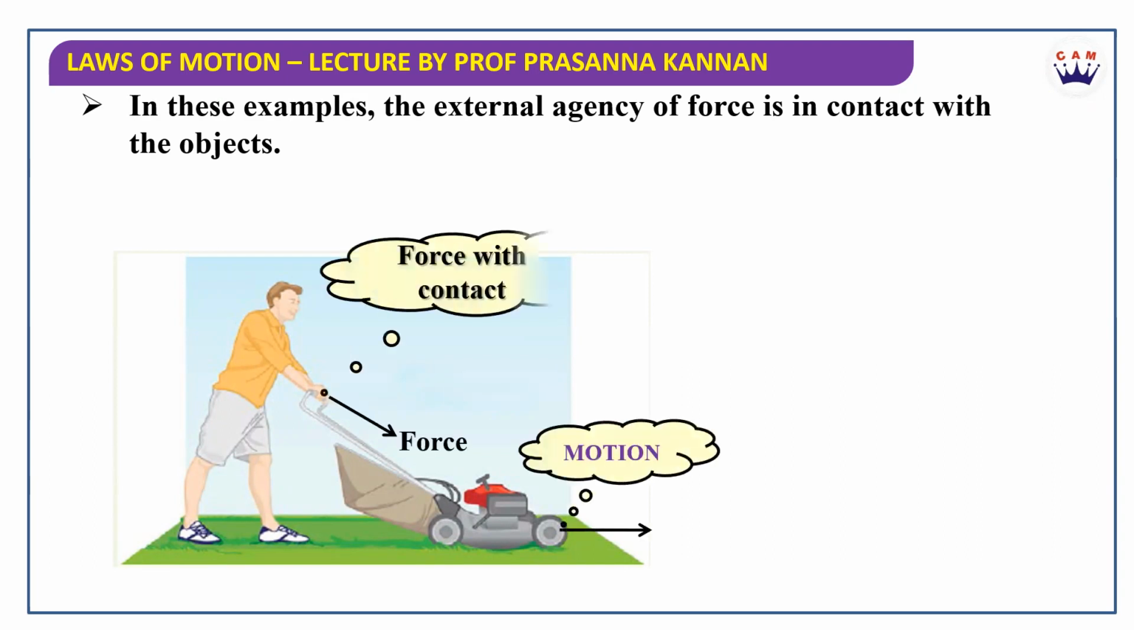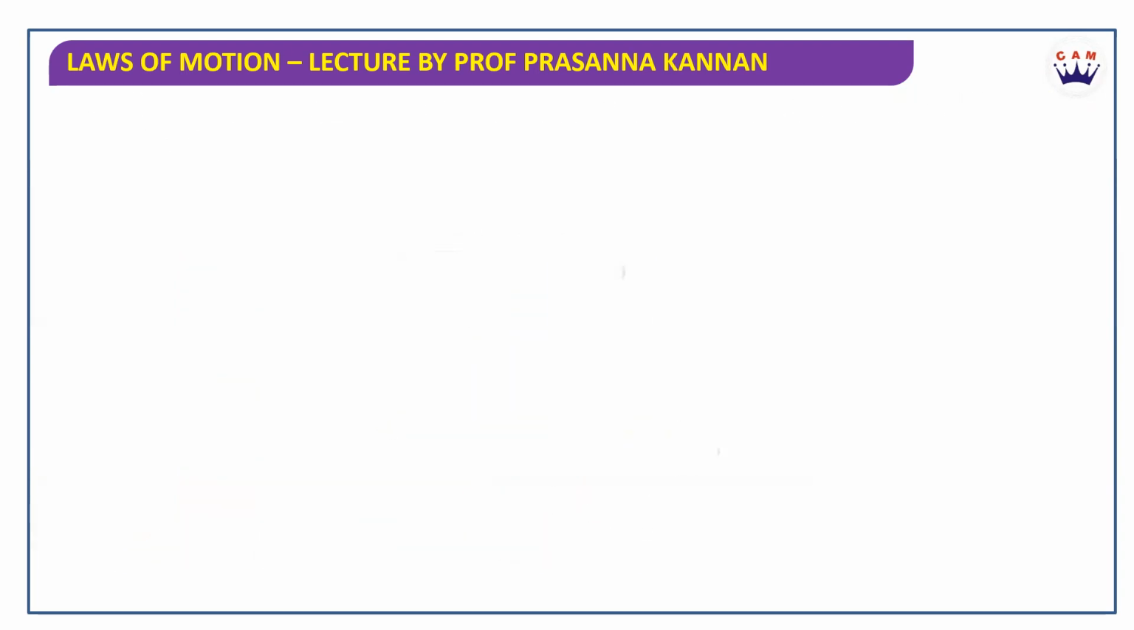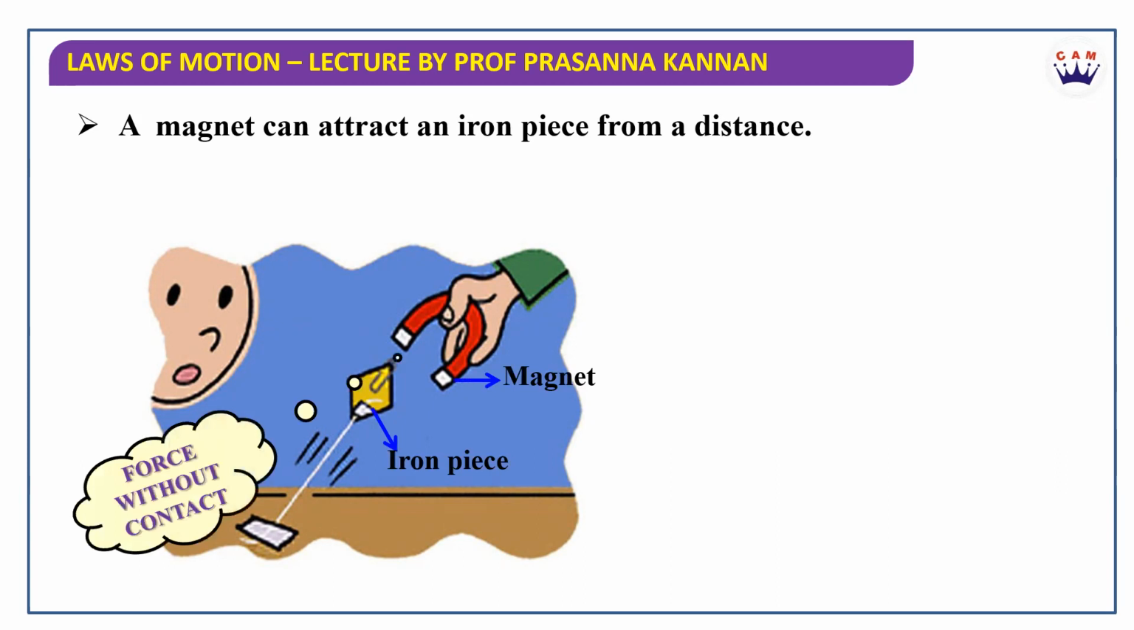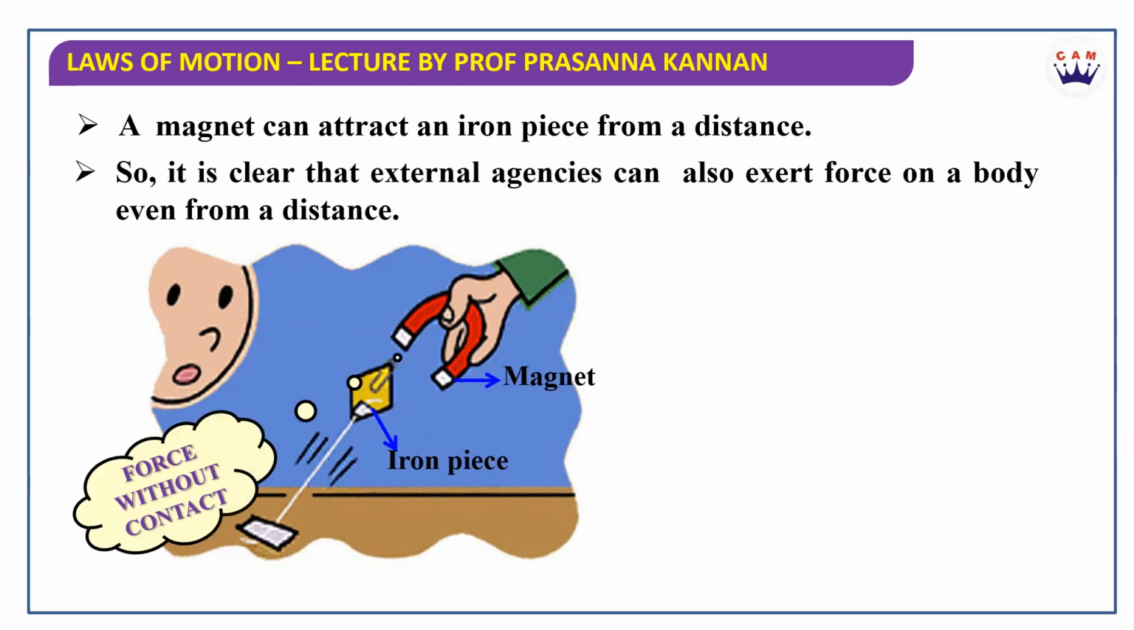So there is contact, you apply force on an object and there is a possible motion. But you can also have what? Non-contact force. For example, magnetic forces are non-contact forces. A magnet can attract a magnetic material from a distance, isn't it? A ferromagnetic substance. It's clear that external agencies can also exert force on a body even from a distance.